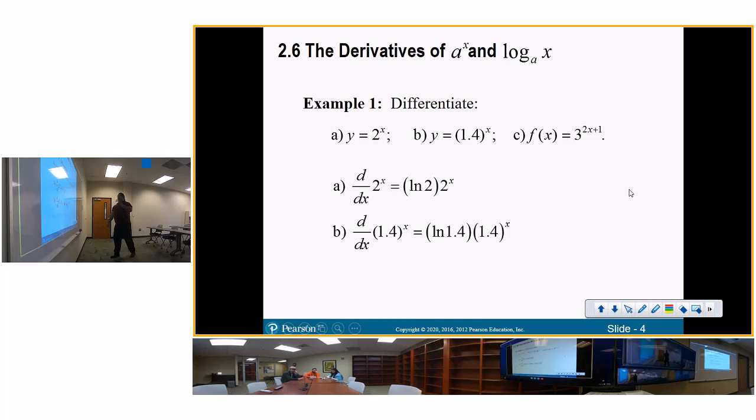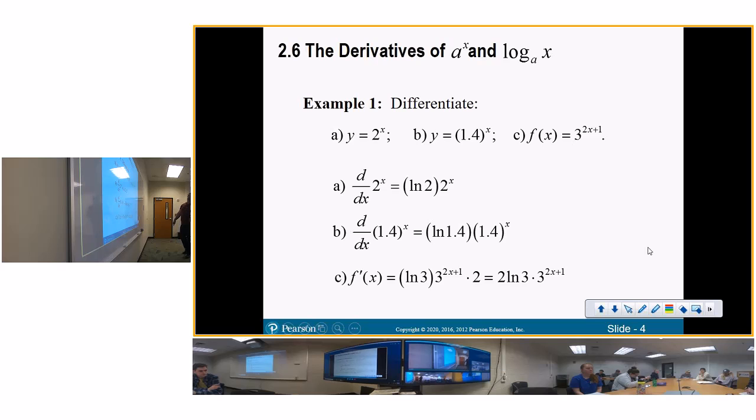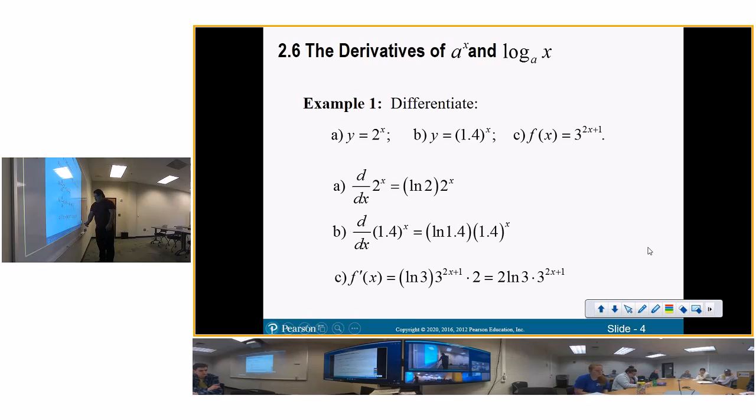Here, it's going to be the natural log of 3 times 3 to the 2x plus 1 times 2. They kind of threw the chain rule in there on you and didn't tell you. There's the 2 right there. Remember, if you have something in parentheses, you've got to take the derivative of what's in those parentheses. So they kind of slipped that one in on you.